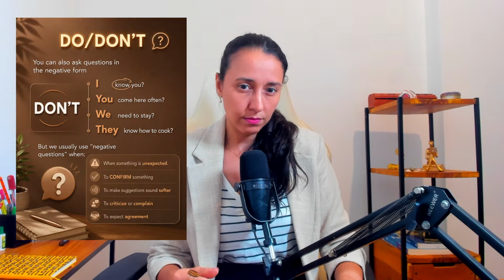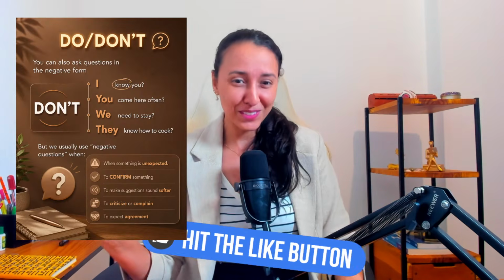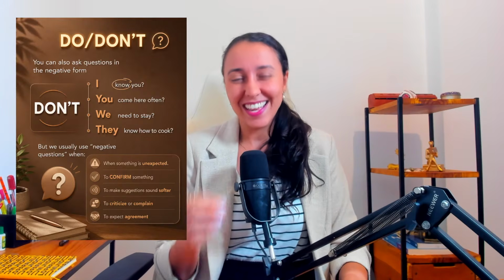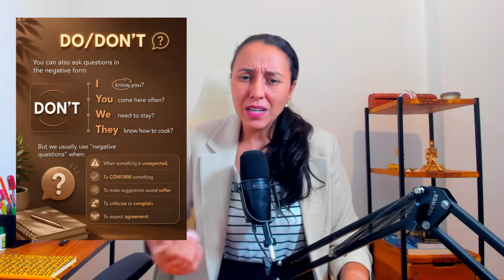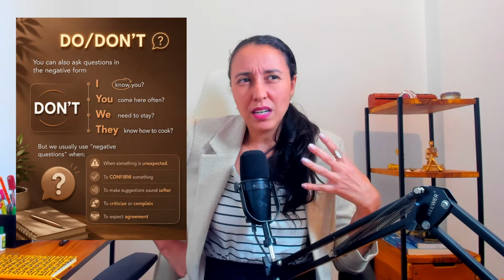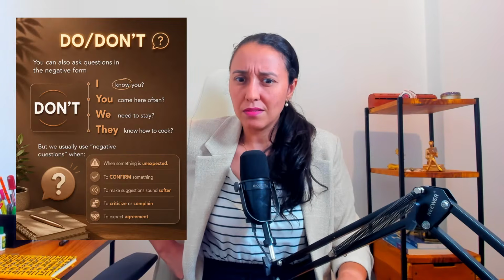That works really well when I am saying why. Why don't you study a little more? Why don't you hit the like button? It is a softer way to make a suggestion, and that works really well with why. Why don't you do that? If I want to express a little bit of criticism, why don't you eat vegetables? They're so good. Why don't you eat vegetables? I want to know. So that is usually the idea.